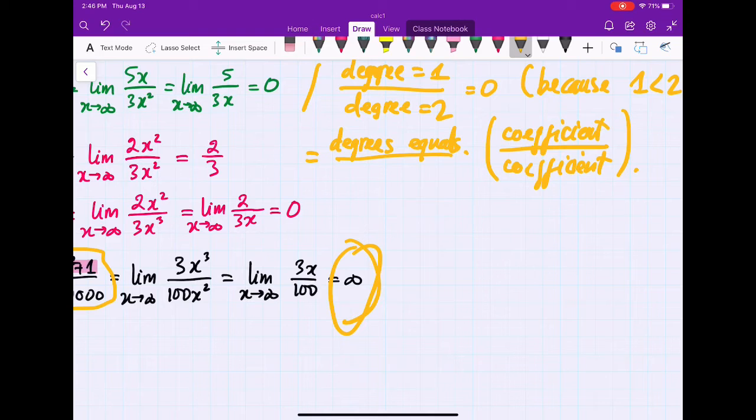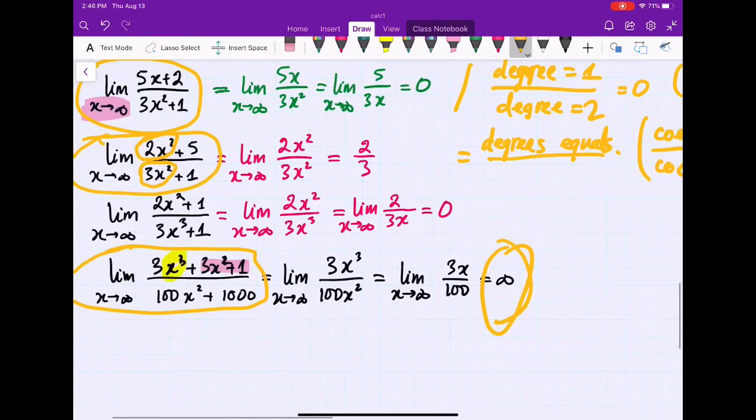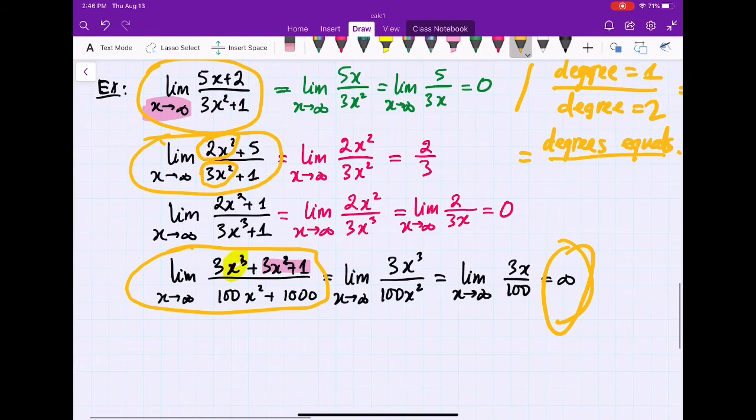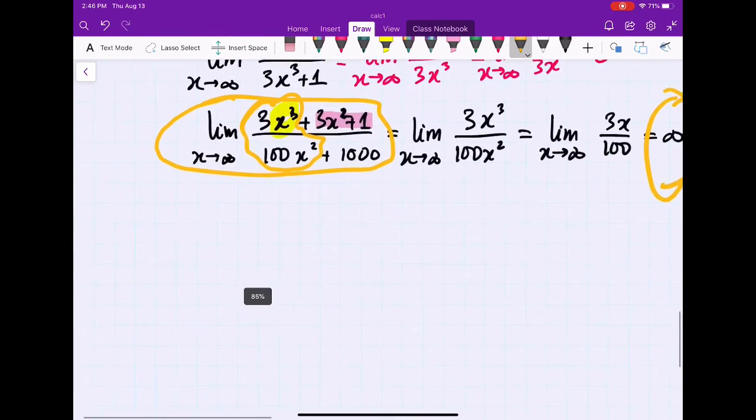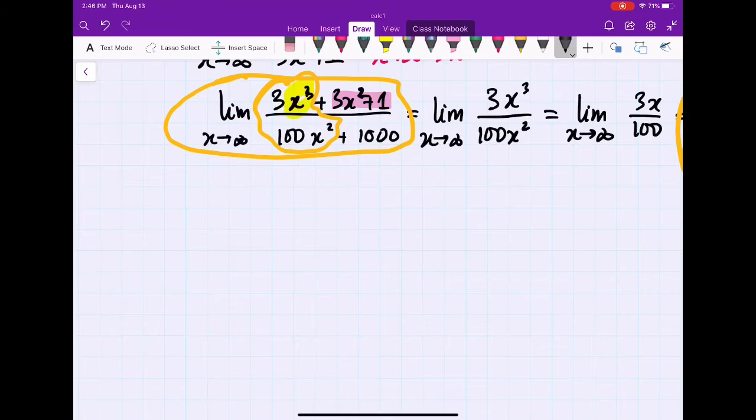You may use this in the future. Agree? If you see some polynomials divided by a polynomial and you need to consider the limit at infinity, please use this. You just need to consider the terms with the highest degree. Does that make sense? That is enough. Okay? Now let's use this idea for more complicated functions.